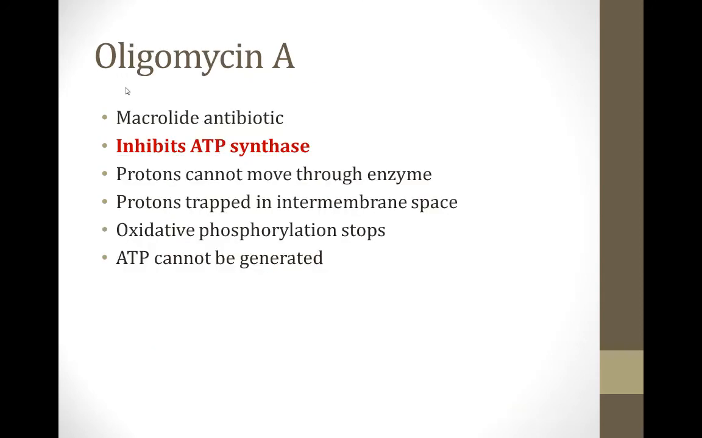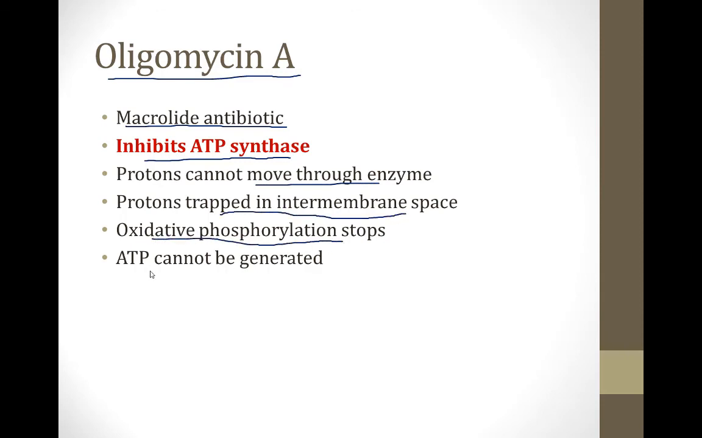And then the last poison of oxidative phosphorylation I'll mention is a substance called oligomycin A. This is a macrolide antibiotic that is not used clinically. It inhibits ATP synthase, so protons cannot move through the enzyme. They are trapped in the intermembrane space. As a result, oxidative phosphorylation stops and ATP cannot be generated. And that concludes our module on electron transport.